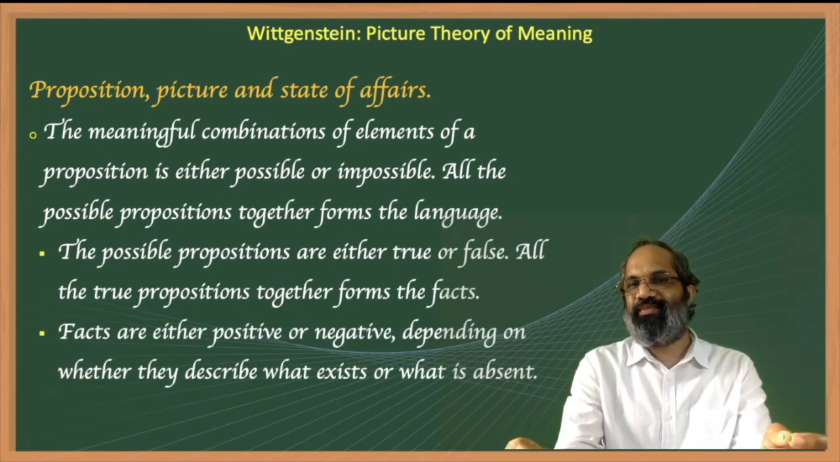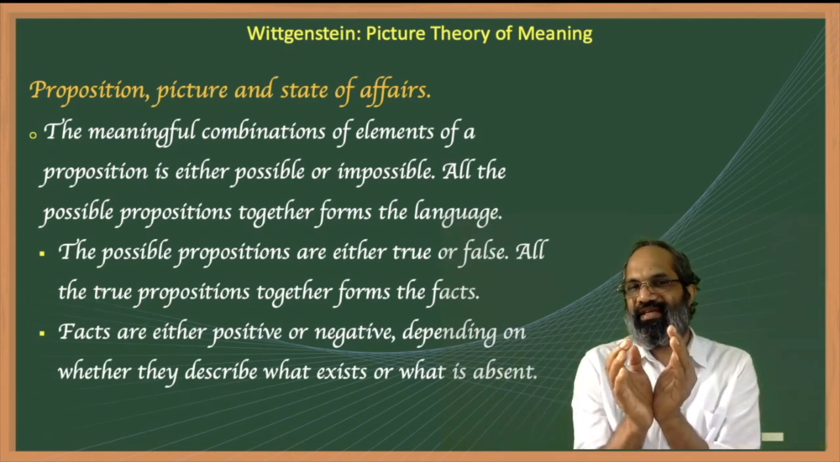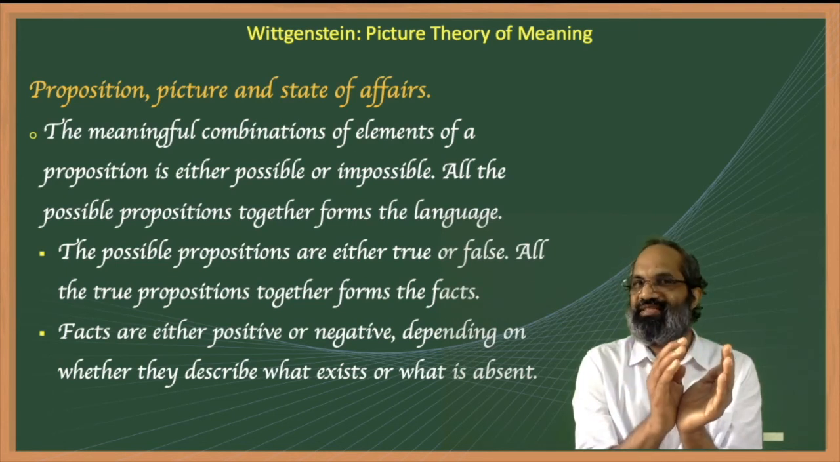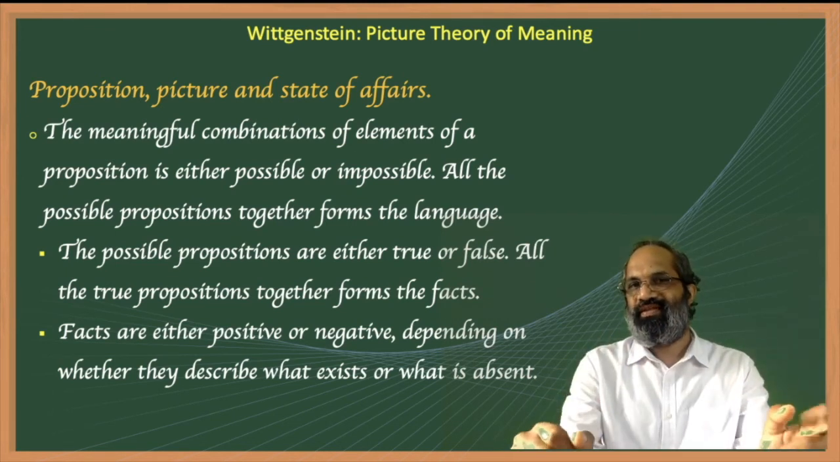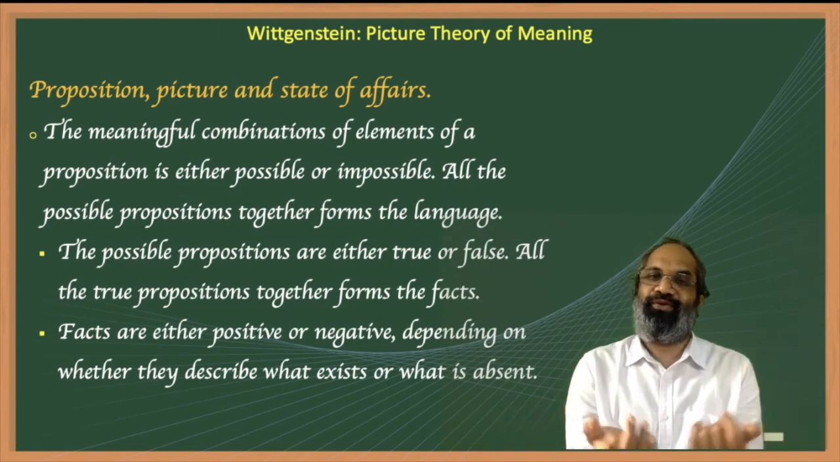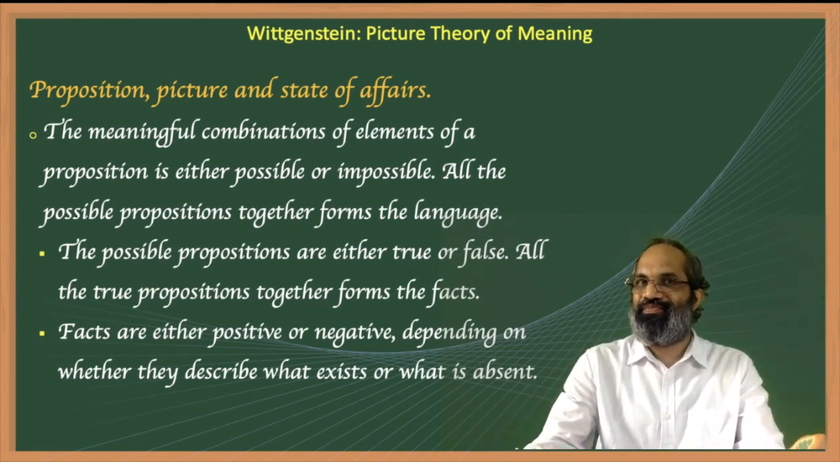And facts are either positive or negative. The three you consider, they are either positive or negative depending on whether they describe what exists or what is absent. The first two, that the board is green, is a positive fact. The second one, the furniture is wooden, is also a positive fact. The third one, which is true, that is, there is no elephant in the class, is a negative fact. It speaks about the absence of something.